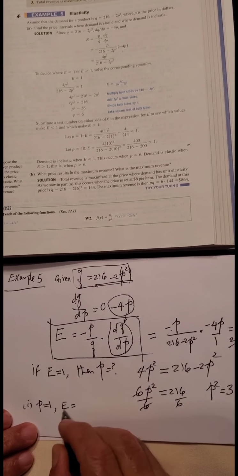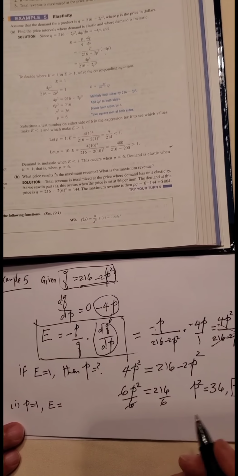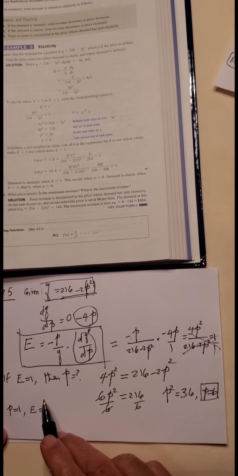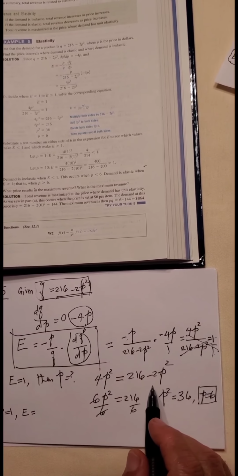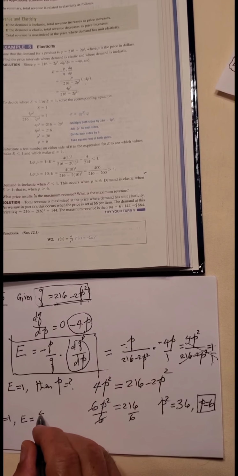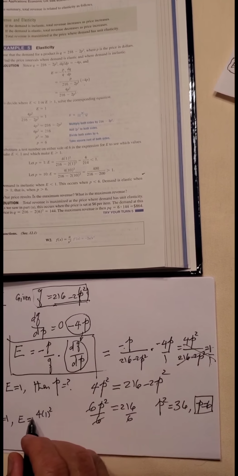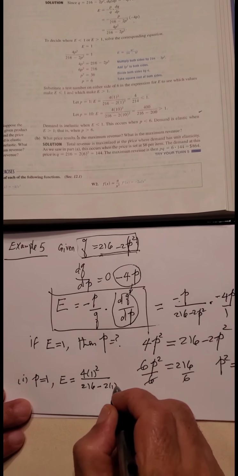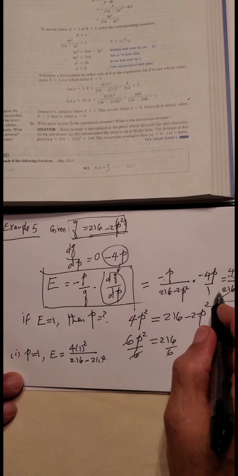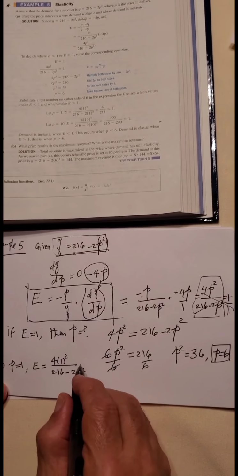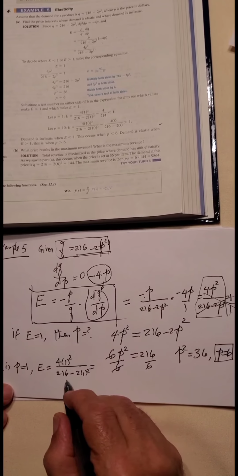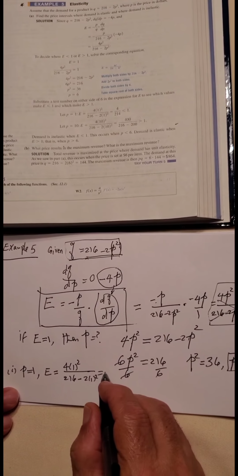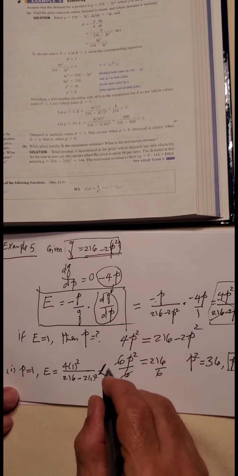If P is equal to 1, it could be 2, it could be 3, you could assume anything smaller than 6. And then what happens to E? Well, you have to substitute here the answer that you have here. So you have 4 times 1 squared, that's the 4p squared, divided by 216 minus 2 times 1 squared. So we substitute here. And that would be 4. This is something bigger than 4. Numerator is smaller than denominator. So this becomes smaller than 1.